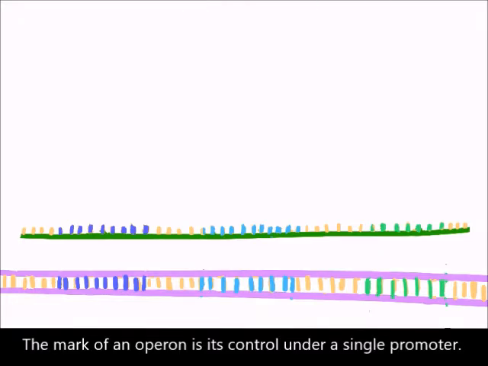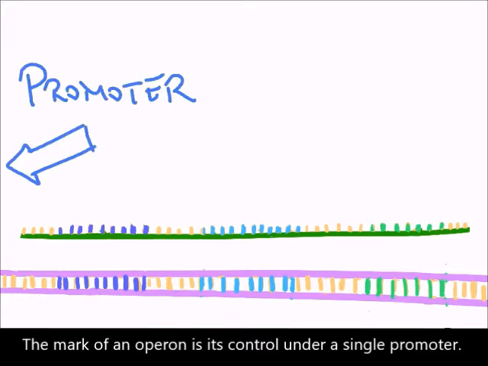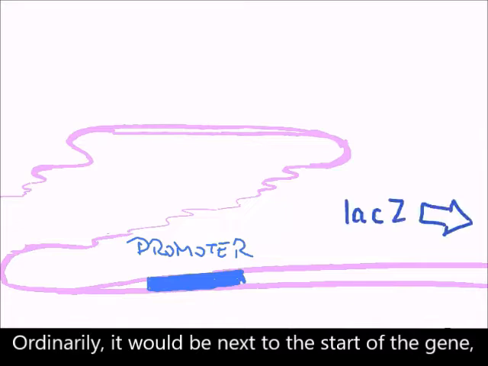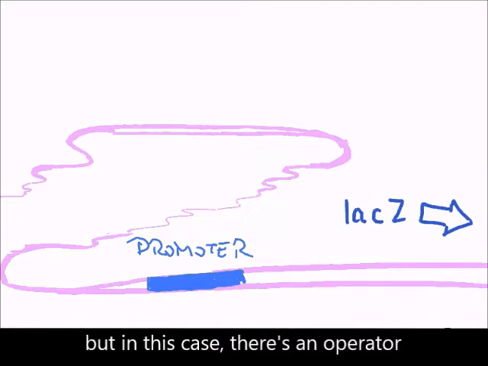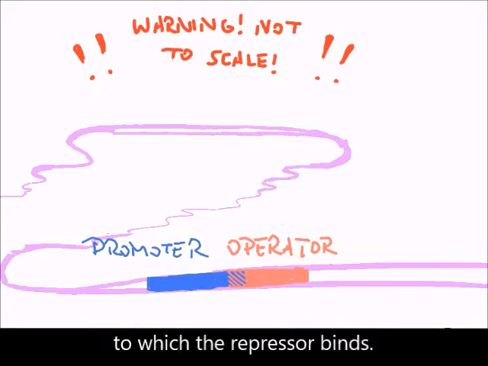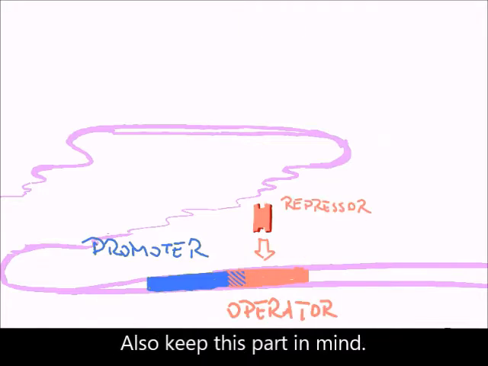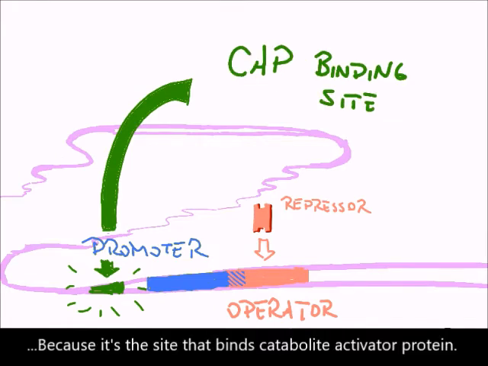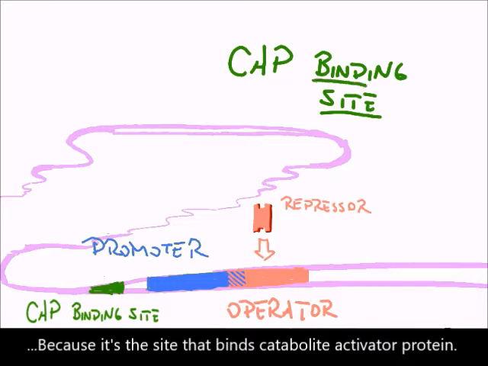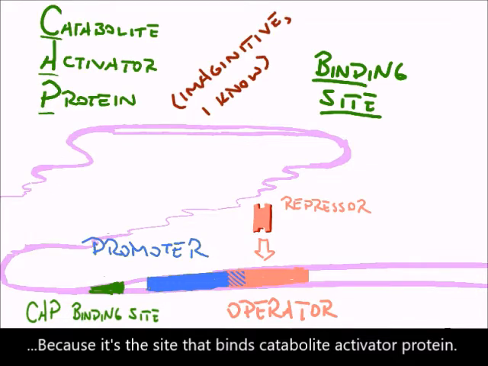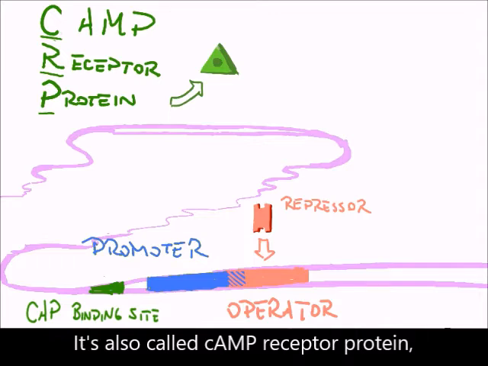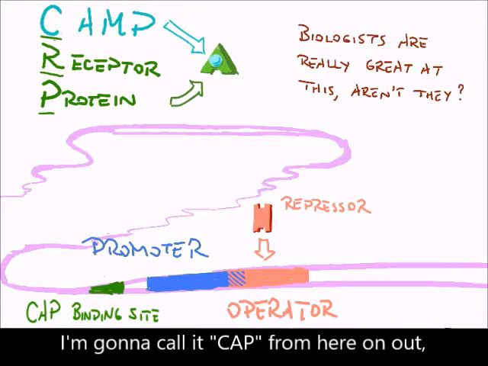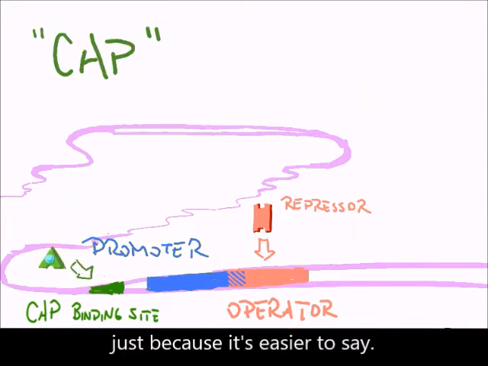The mark of an operon is its control under a single promoter. So let's take a look at that promoter region. Ordinarily, it would be next to the start of the gene, but in this case, there's an operator in between the promoter and LAC-Z, to which the repressor binds. Also keep this part in mind. We'll call it the CAP binding site, because it's the site that binds the catabolite activator protein. It's also called cAMP receptor protein and is activated by, you guessed it, cAMP. I'm going to call it CAP from here on out just because it's easier to say.